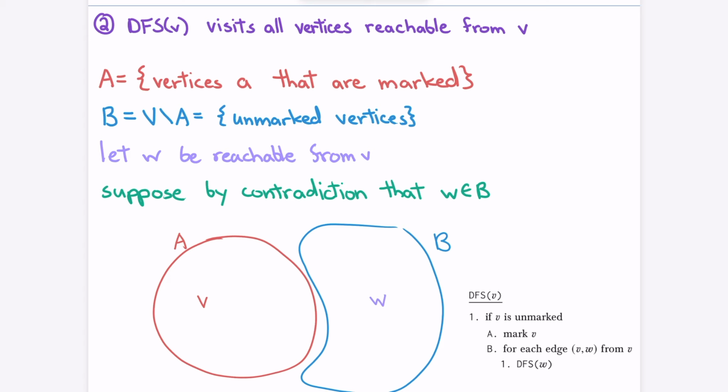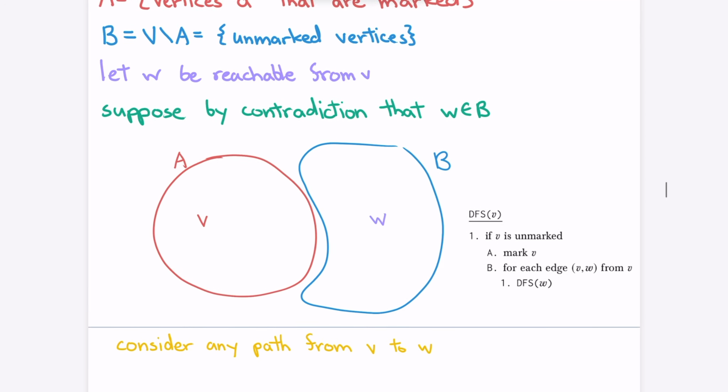Let's set up two sets of vertices. I'm calling A the set of all vertices that do get marked by the algorithm and are visited, and B to be all the other vertices. I assume that W is reachable from V. But by contradiction, W wasn't marked, so it's in the set B. All right, so there must be some path. Let me draw a little differently. There must be some path from V to W, or some walk.